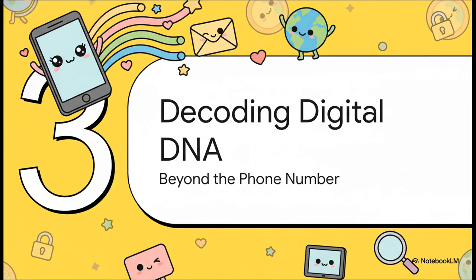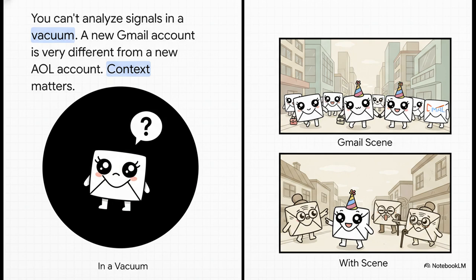Okay, so the phone is huge, absolutely. But it's not the whole story. A truly robust fraud strategy layers that phone intelligence with all the other signals from a user's entire digital footprint: their email, their IP address, even their device. And here's the thing you absolutely have to remember. Context is everything. You can't just look at these signals in a vacuum.